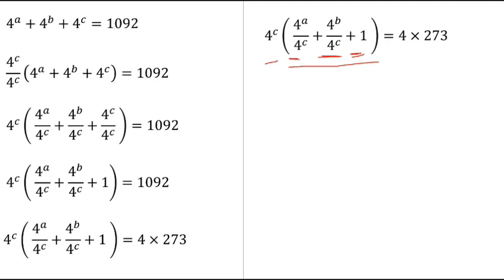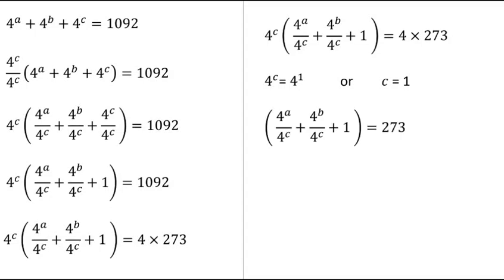And if we look at the right hand side, we can write 4 as 4 to power 1 and multiplied by an odd number. So by comparing both sides, we can say 4^c is equal to 4^1, or we can say c is 1, and the other part of the equation should be equal to 273.